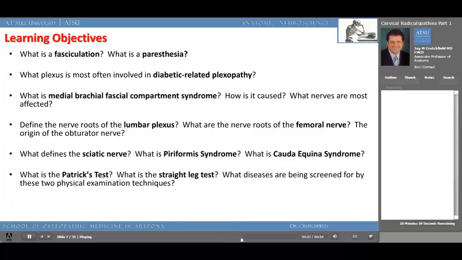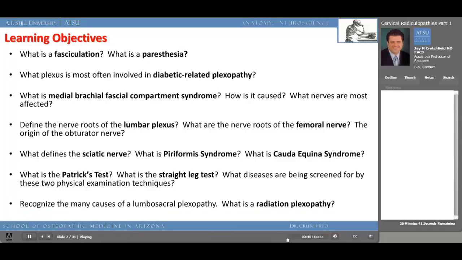What is the Patrick's test? What's the straight leg test? And what diseases are being screened for by these two physical exam techniques? And finally, recognize the many causes of a lumbosacral plexopathy. What is a radiation plexopathy?